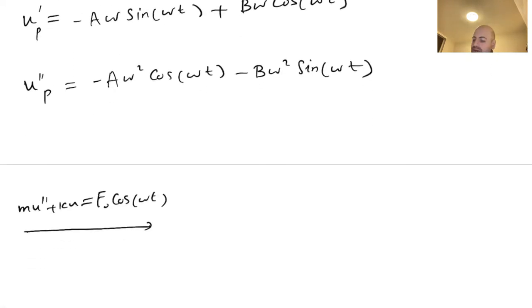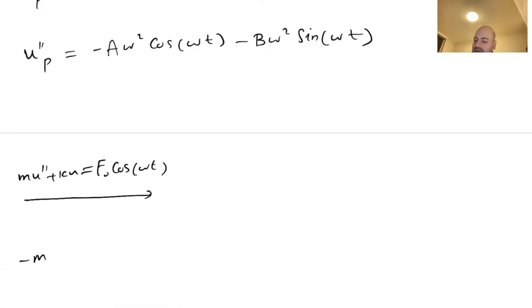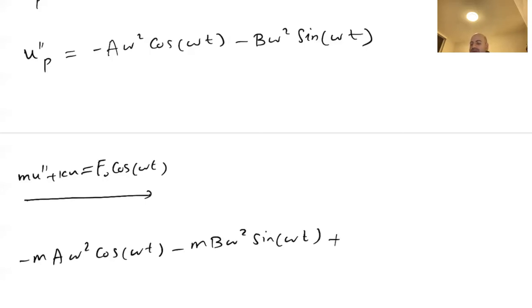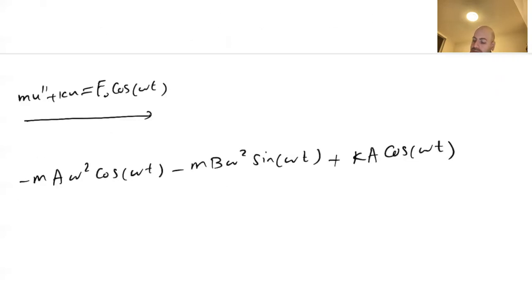equals f0 cos omega t. So we will have minus m A omega squared cos omega t minus m B omega squared sine omega t. These two terms are for the m u double prime term. Then you also have the k u term. The k u term will be k A cos omega t plus k B sine omega t equals f0 times cos omega t.